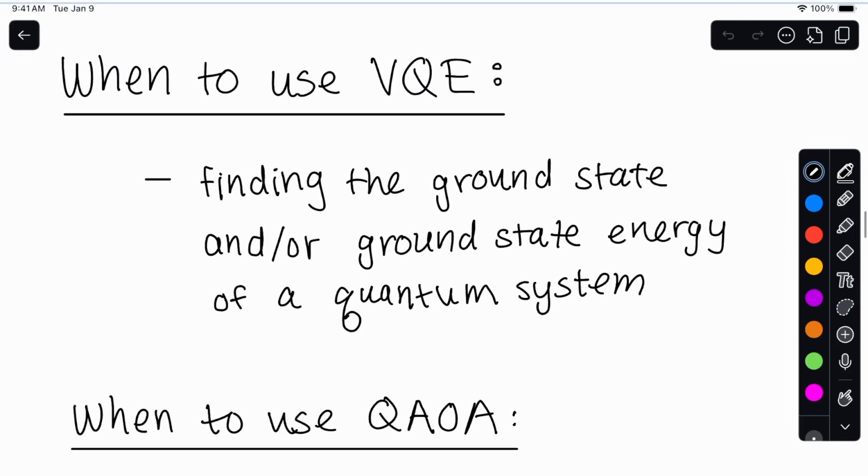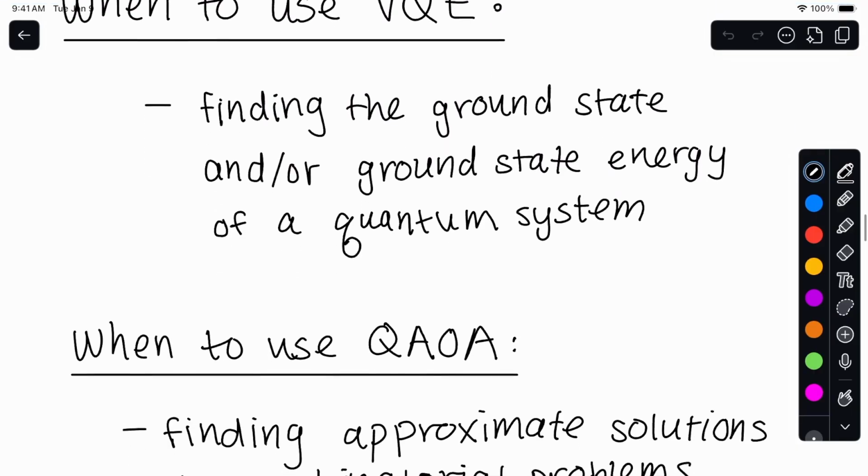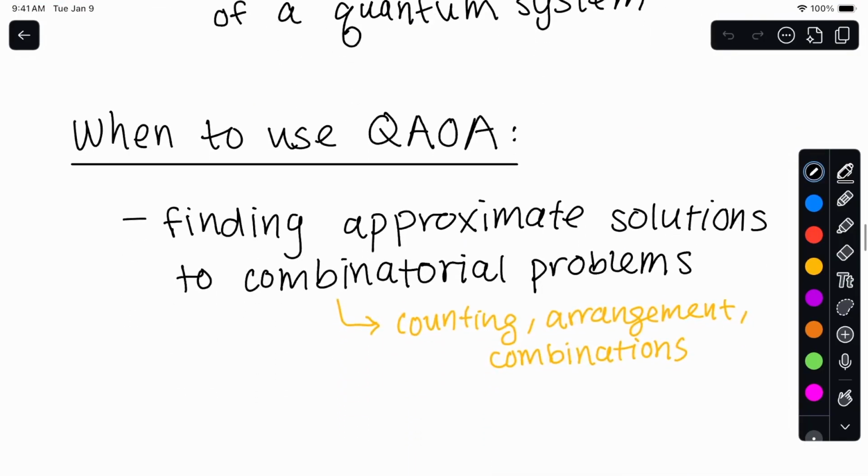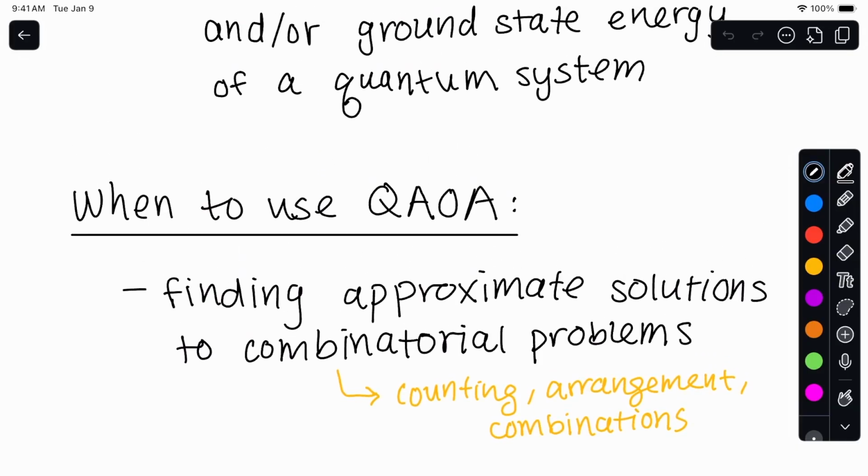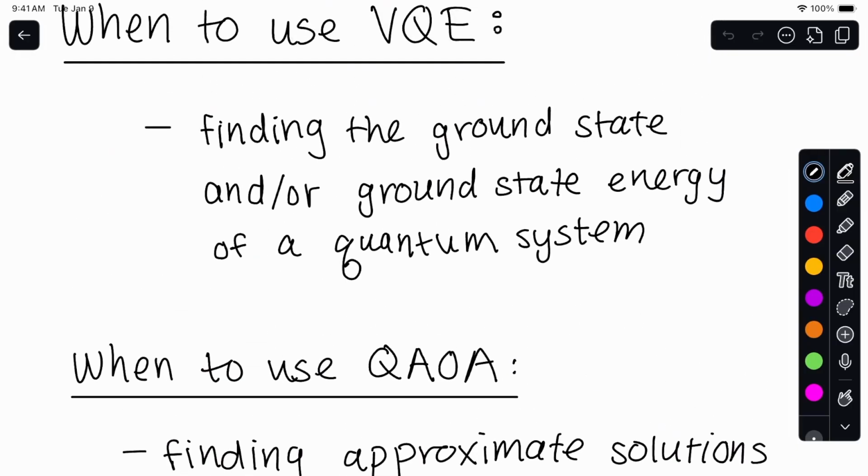So when would you want to use VQE? VQE is really good if you want to find the ground state and/or the ground state energy of a quantum system. For instance, last week we talked about finding the ground state energy of an H2 molecule. Basically, those kinds of quantum chemistry applications are where VQE really shines. And then QAOA is for more combinatorial problems. So you want to use QAOA for finding approximate solutions to combinatorial problems. And by combinatorial, I mean counting arrangements, combinations. So more of the discrete mathematics side of things rather than VQE, which is more about physical systems.